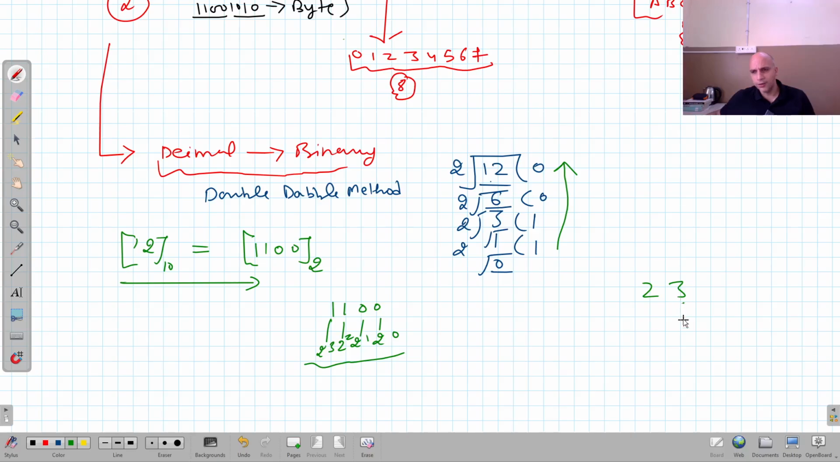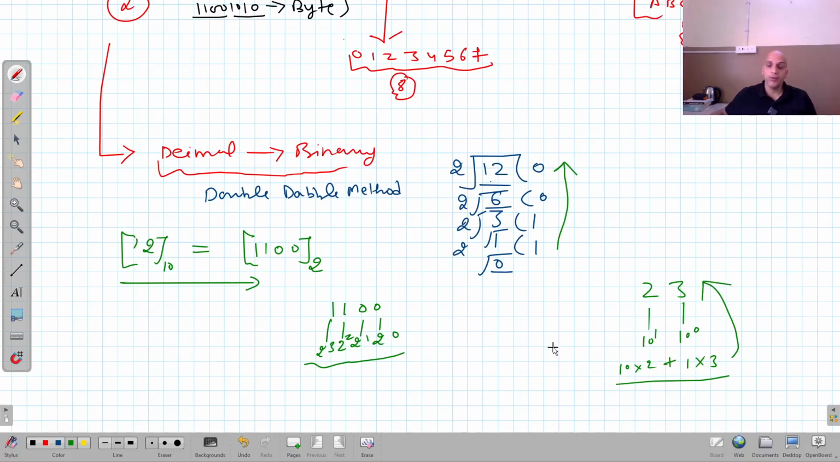So what is the place value of 3? 10 raised to power 0. What is the place value of 2? 10 raised to power 1, right? So when you solve it, 10 raised to power 0 means 1 multiplied by 3 plus 10 multiplied by 2. You got the same number, 23.